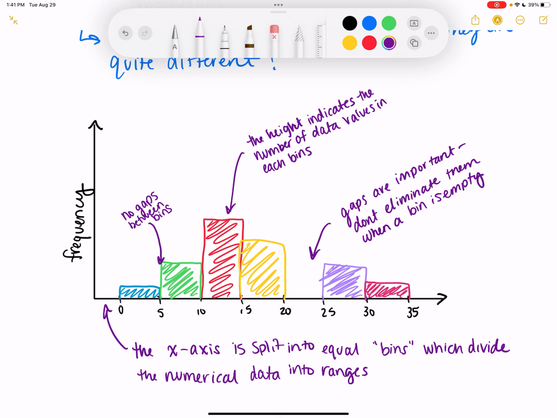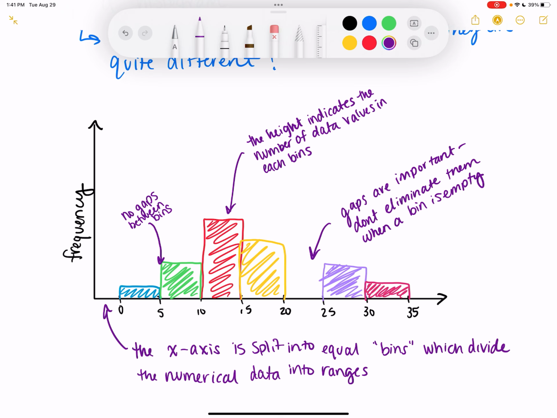Okay, so this is a histogram. I said don't leave gaps because that's not what a histogram is. If there is a gap, though, that means that bin is empty. So that basically means there's no data values that fill that space. So in this case, this 20 to 25 region, there was no data here. That's why there's a gap.